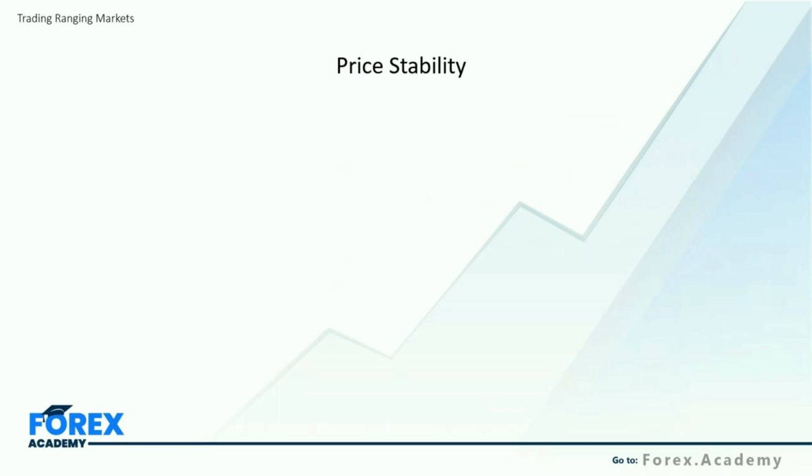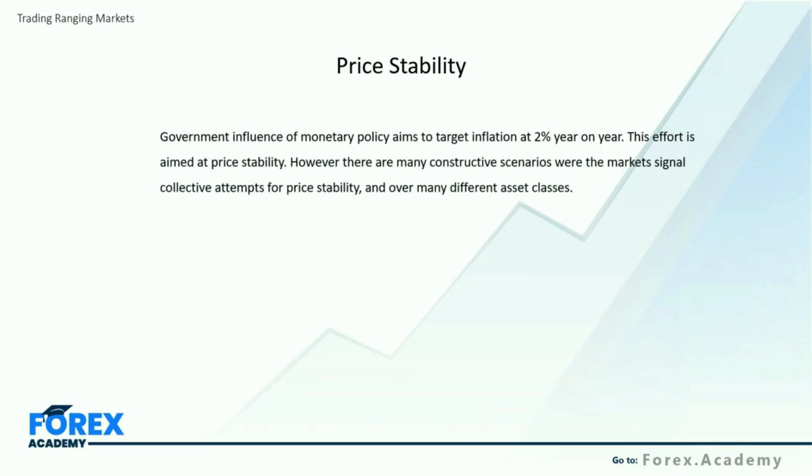Moving on, let's have a look at price stability. What we mean by that fundamentally is that there are often scenarios where this can occur in the markets. Government influence may be one. So government influence of monetary policy aims to target inflation at 2% year on year. This is a fundamental factor of actually trying to run the economy. This effort is aimed at price stability.